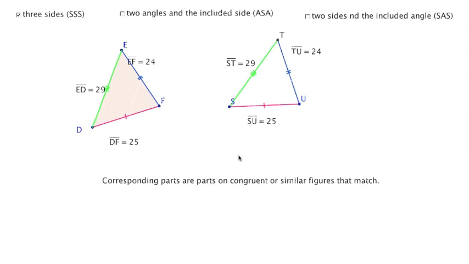There are three types of congruent triangles. This is the first type. This is congruent triangles based on three sides. So each side is congruent with another side on the second triangle. So side ED is congruent with side ST, EF is congruent with TU, and DF is congruent with SU.